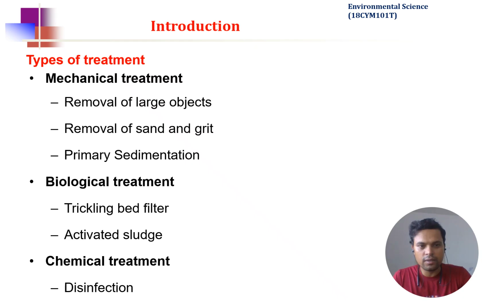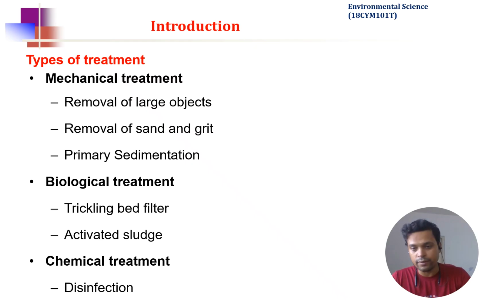Basically, the types of treatment are mechanical treatment, biological treatment, and then chemical treatment. In mechanical treatment, the objective is to remove the large particles from the wastewater, such as sand, and the very small particles, which are removed by sedimentation. In biological treatment, we'll see how to remove biodegradable materials, which are basically organic materials.